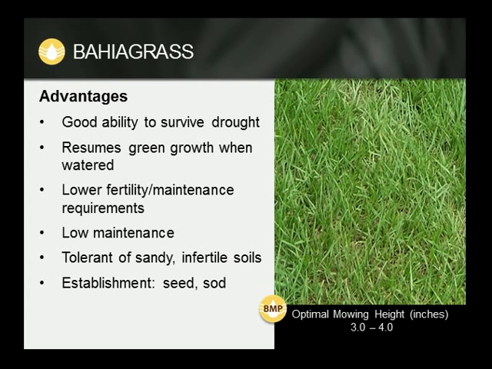Advantages of BAHIAGRASS. BAHIAGRASS can be described as having low maintenance inputs, with relatively low inputs of water, fertilizer, and pesticides required. It has a good ability to survive drought, thrive in sandy, infertile soils, and green up again when water becomes available. BAHIAGRASS establishes from seed or sod and is also a good choice for non-irrigated grounds or large areas.